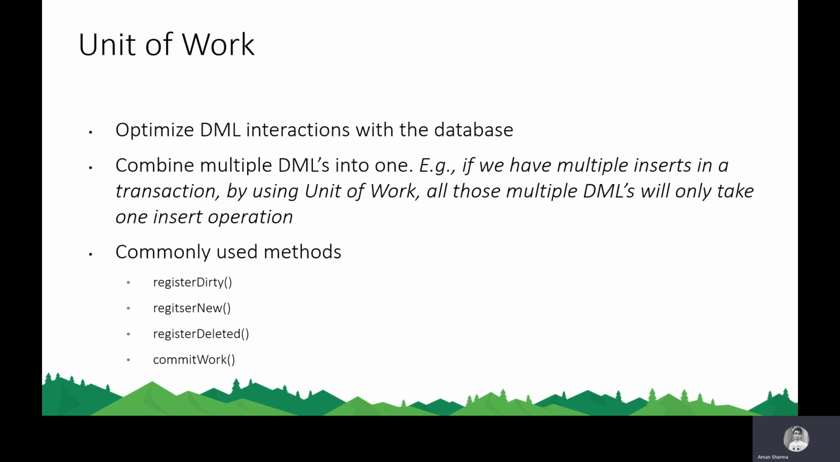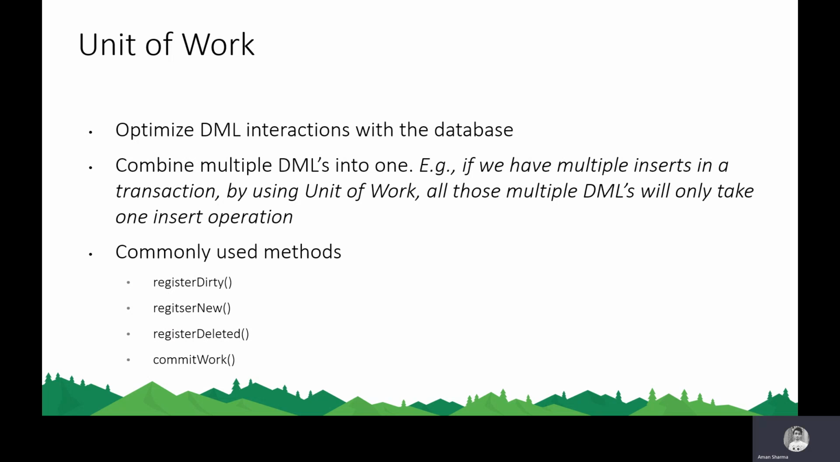The commonly used methods are register dirty, register new, register deleted, and commit work. Register dirty is more like an update, register new is like insert, register deleted is for delete, and commit work is for committing to the database. Of the four methods, only register dirty, register new, and register deleted accept parameters, which can either be an S object or a list of S objects. Commit work never accepts a parameter.